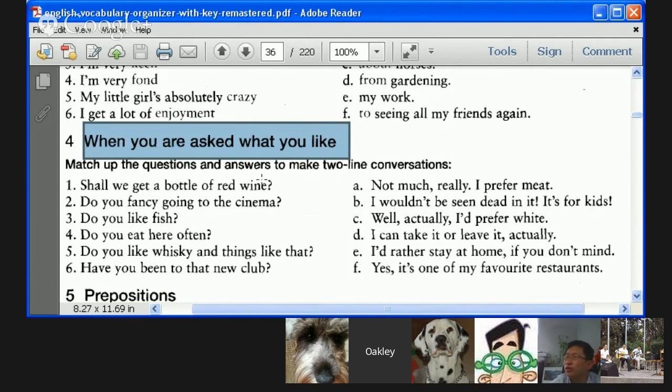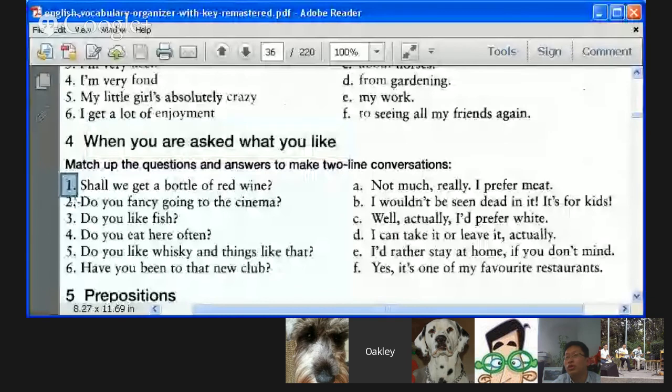When you are asked what you like, what should you say? If somebody's talking to you in a conversation, they ask you a question, you want to express how you feel about it, like or dislike, what in practical reality would you say?